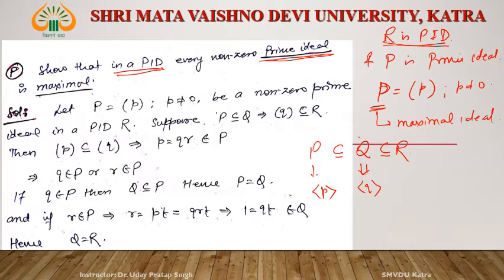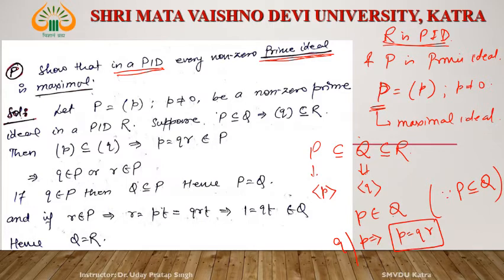Then since p belongs to capital Q, why? Since capital P is a subset of Q, p belongs to Q, then q divides p. This implies that p is equal to qr for some r. If q divides p, then there exists r such that p is equal to q times r. Now p belongs to capital P. It means q times r also belongs to capital P. So either q belongs to P or r belongs to P. If q belongs to P, then P and Q are equal.